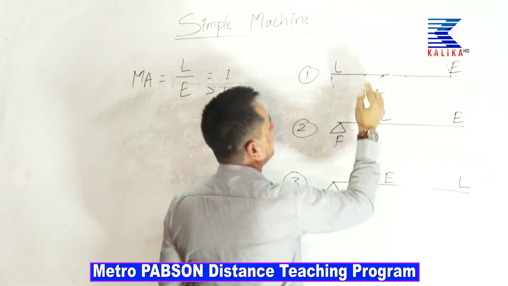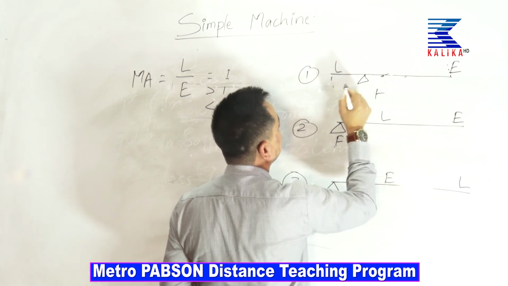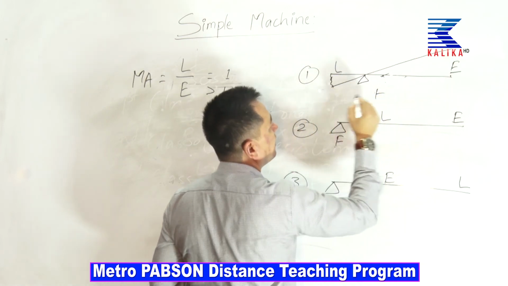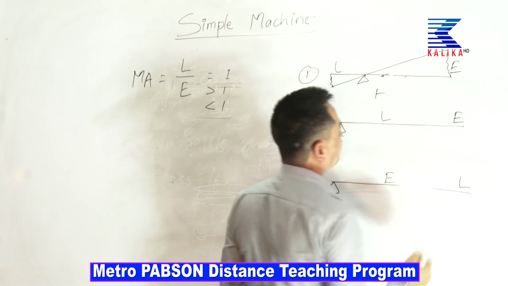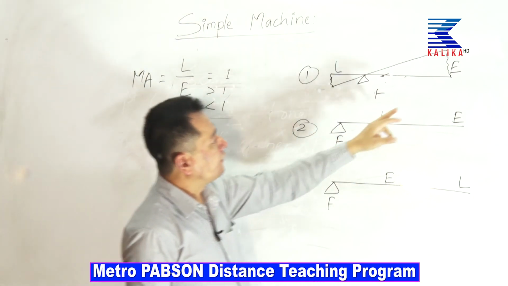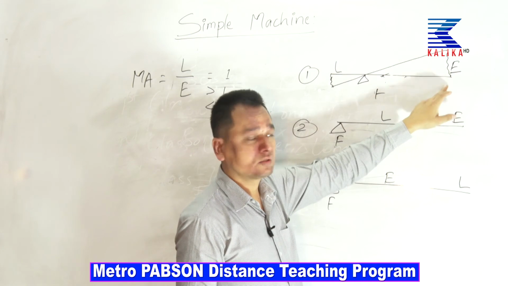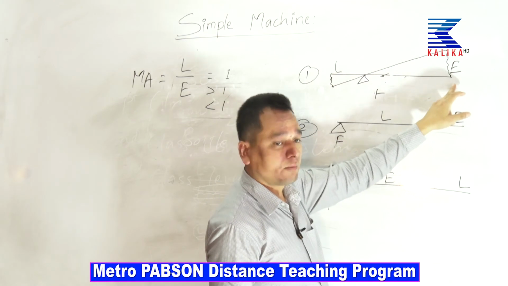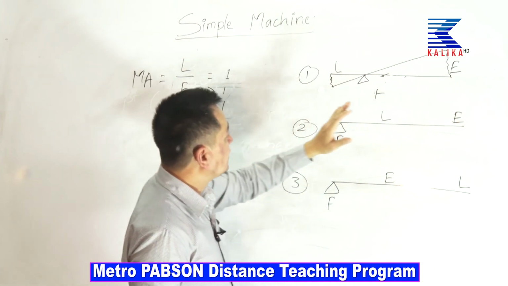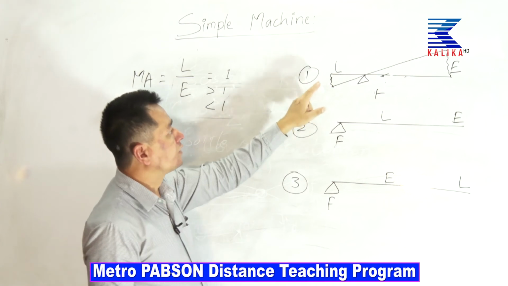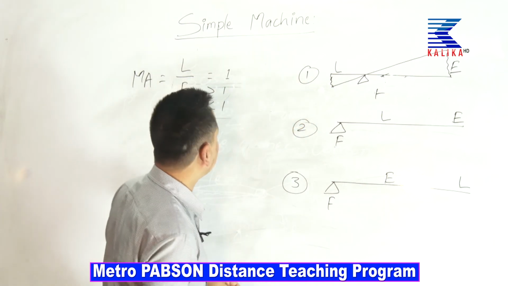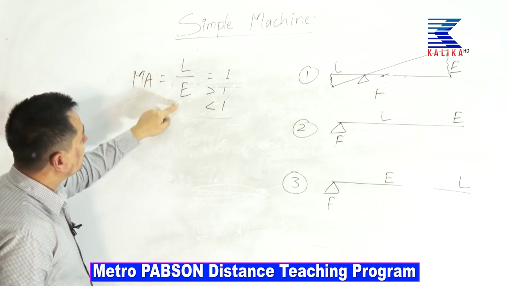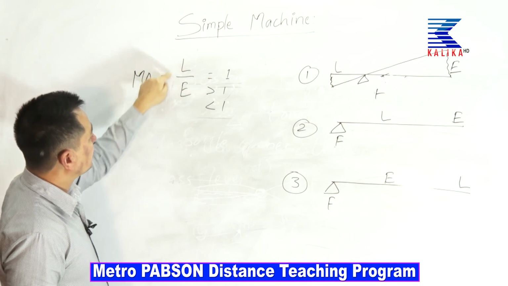shift this fulcrum towards load, what happens? For a small load distance, the effort distance becomes larger. So when effort distance is larger or longer than load distance, in that case, effort applied or effort required is always smaller than the load overcome or the resistance overcome. In that case, see, if effort applied is smaller than the load overcome, then this fraction becomes greater than 1.